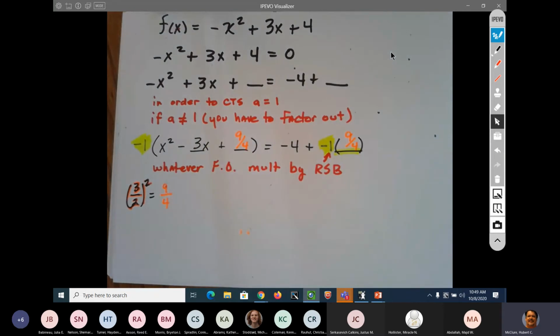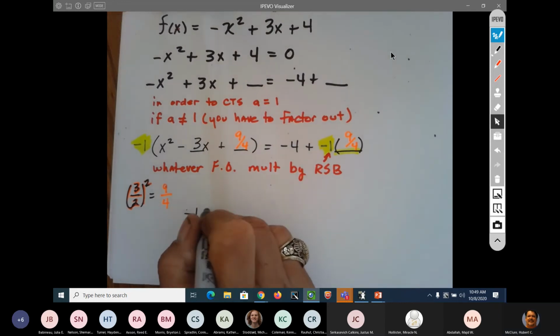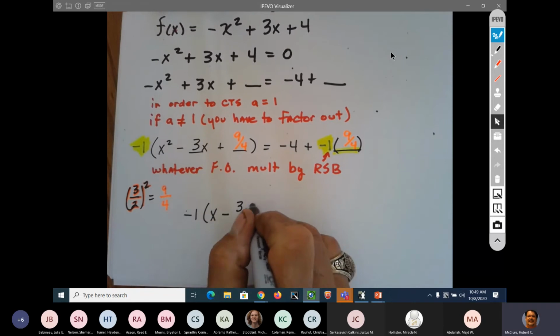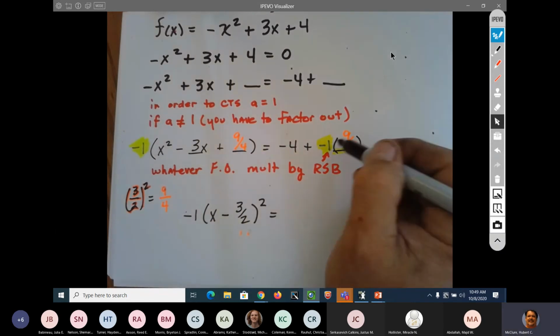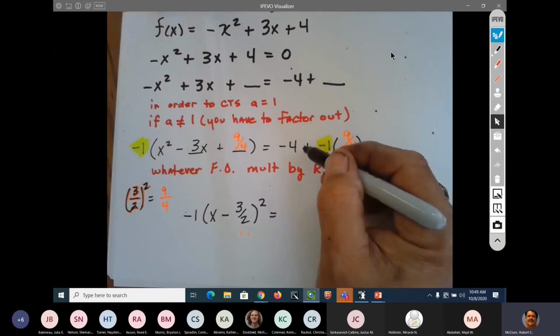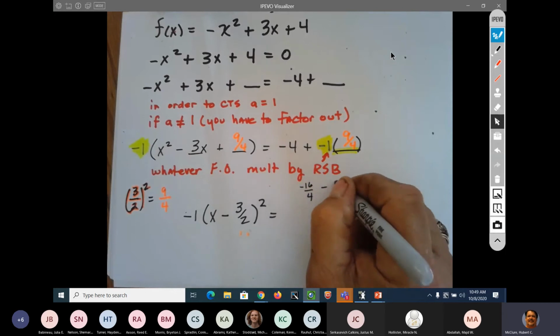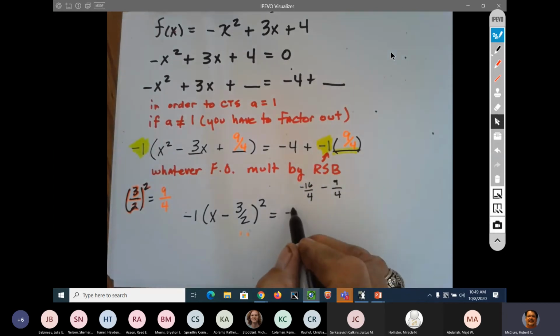And that's going to leave us with negative 1, shortcut number 2, and that's going to be negative 9/4. So this is going to turn into negative 16/4 minus 9/4, which is negative 25/4.